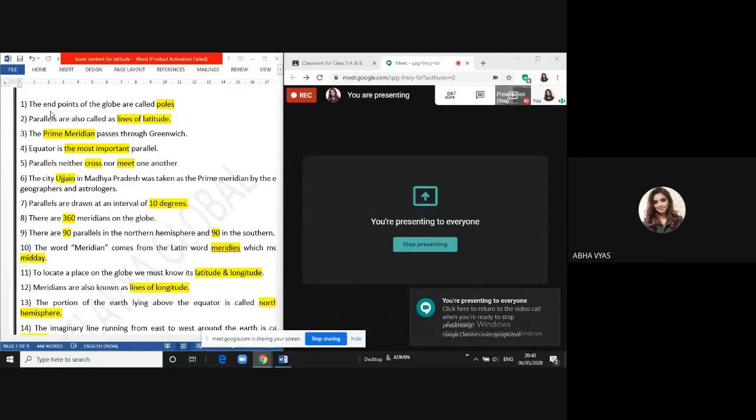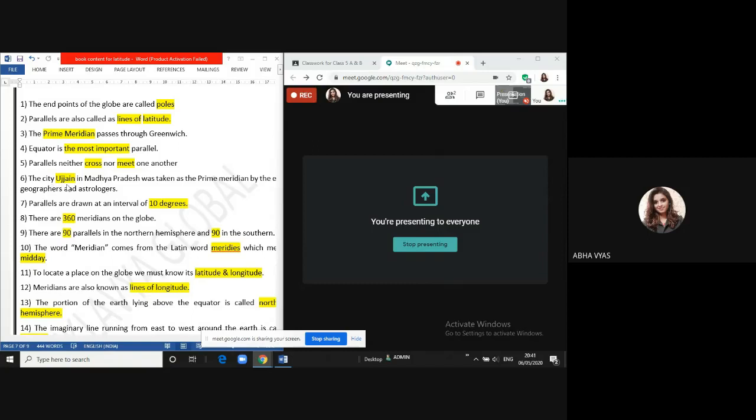The first is blanks. The first one: the end points of the globe are called poles. Second, parallels are also called lines of latitude. The prime meridian passes through Greenwich. Equator is the most important parallel. Parallels neither cross nor meet one another.